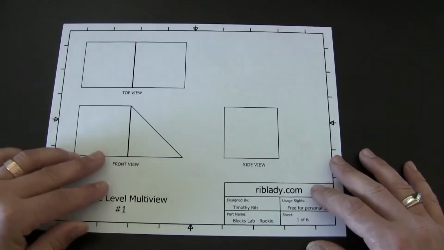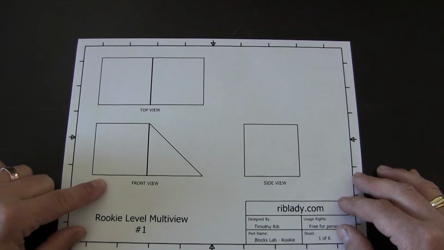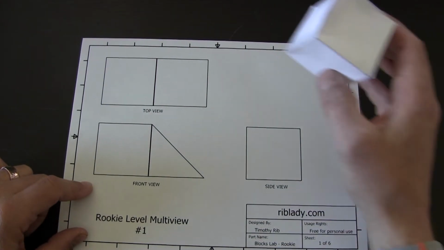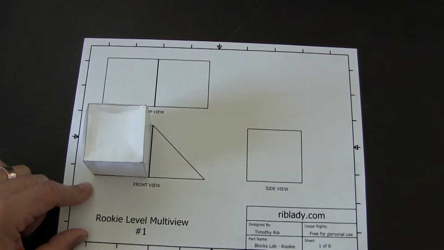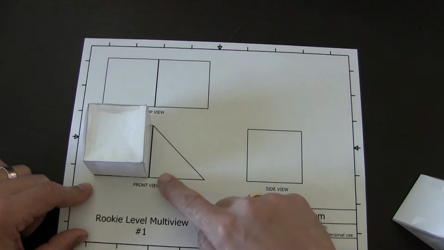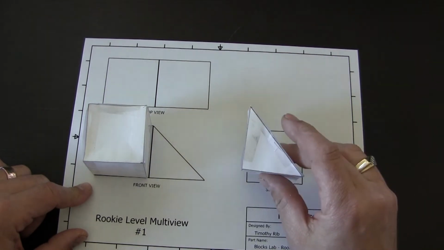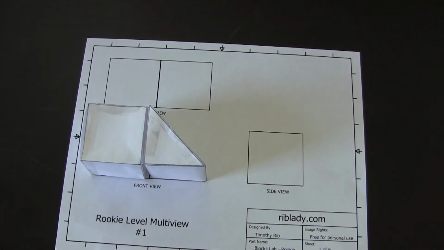So here again is my printout, and I'm looking at this front view. What you want to do is take a cube and set it right on top of that shape. Then you want to look across and see how to place this shape, which in this example looks just like this.